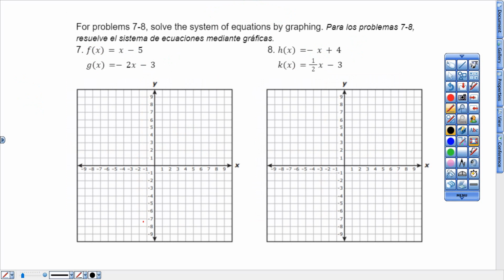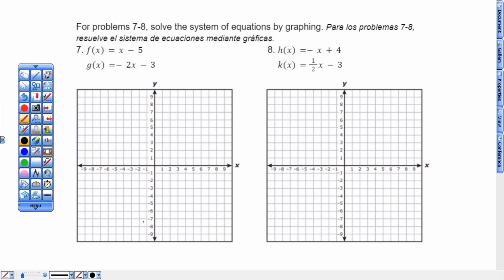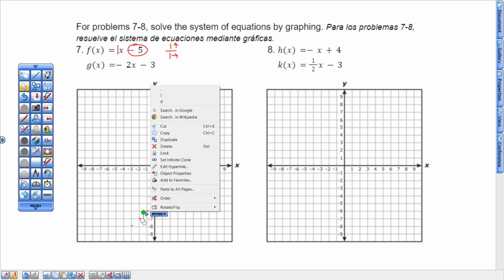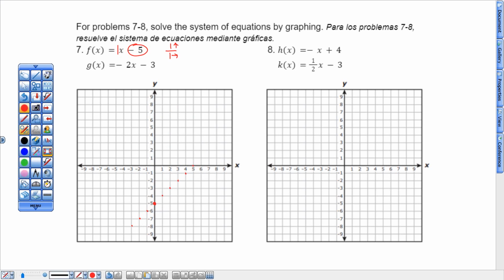Number 7, graphing this and finding the solution point. So for this one, starting at -5, and then using this number in front of x, which is 1, telling me where to go from that -5, tells me right 1, up 1, right 1, up 1, and so on. Be able to stair step the opposite way: left 1, down 1. Be able to draw a nice, neat, straight line through those dots.